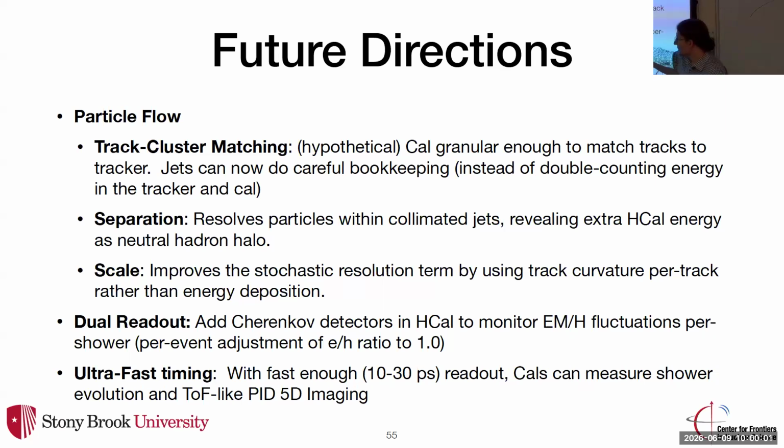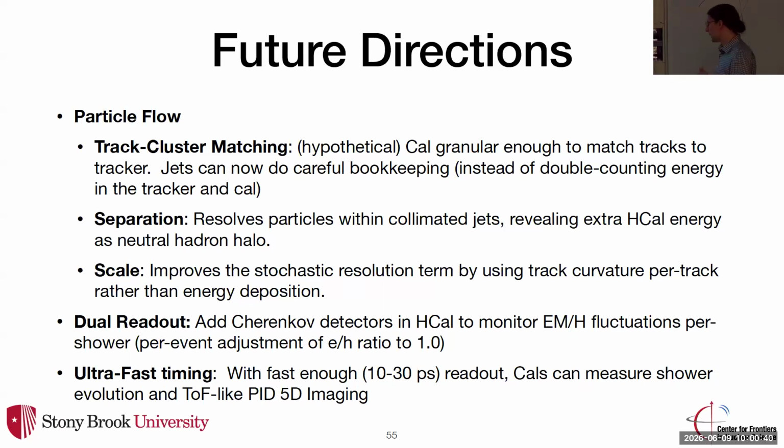So by resolving the particles within these collimated jets, we can see if and how many neutral particles there are. Remember that at high energy, the tracker doesn't give us a good measure of the momentum. It just gives us kind of straight lines. So we can't tell whether a really big shower is from one highly energetic hadron or an energetic hadron and a neutral hadron going near it. But if we can resolve those two showers separately, then we can see them apart. And that can improve that stochastic term that is so gigantic for hadronic calorimeters.